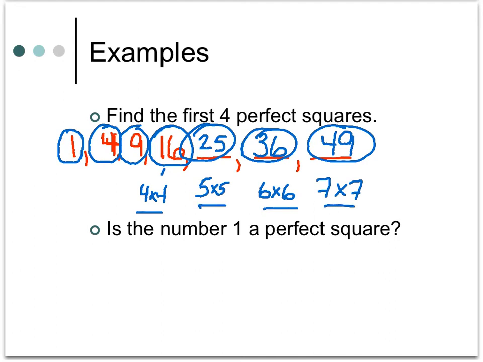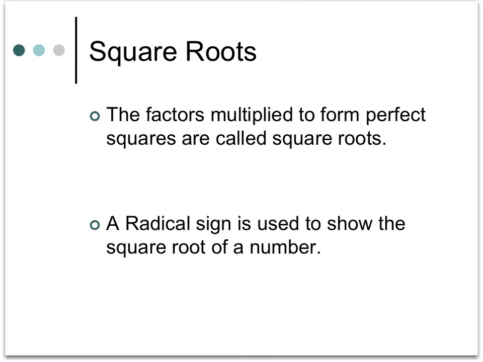And the next question: is 1 a perfect square? Yes, it is, because the smallest square I can build is a 1 by 1, and 1 times 1 would be 1 square in the middle. Please write these down in your notes, as you will again need to know what perfect squares are and how to utilize them.